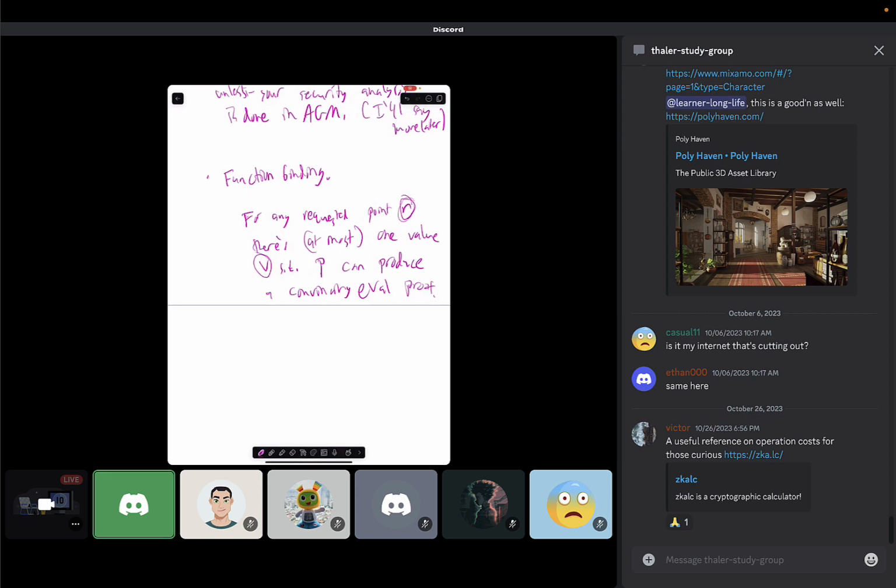The issue is that there's no guarantee, according to the security analysis, that the committed function is a degree n polynomial. So there's no guarantee that there's a degree n polynomial such that these values lie on the polynomial.